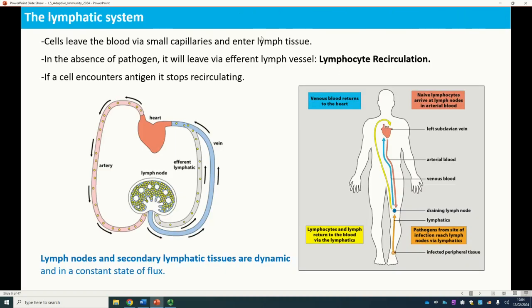And this is all connected by a lymphatic system. So this is obviously just a little bit of a refresher because we've already come across this before. But cells of the immune system will leave the blood via these small capillaries and then enter the lymph tissue. If they don't encounter a pathogen, they will leave the lymph and we will have this lymphocyte recirculation going on. But if they do encounter a pathogen, then they will stop recirculating and we'll get this antigen presentation going on. So just really to stress the fact that the lymph node and the secondary lymphoid tissue are very dynamic, they're always in a state of flux, in a state of change, so it's not a static environment.